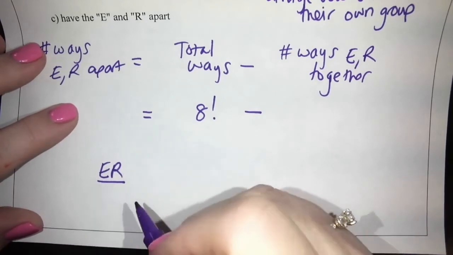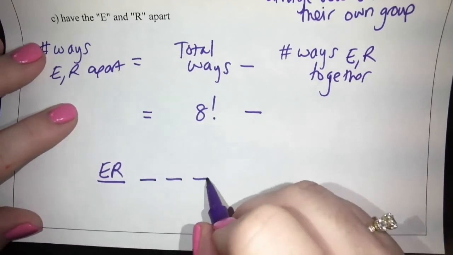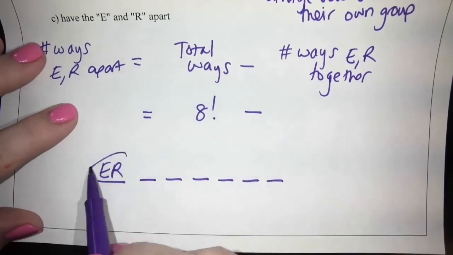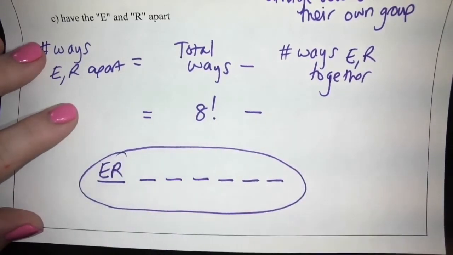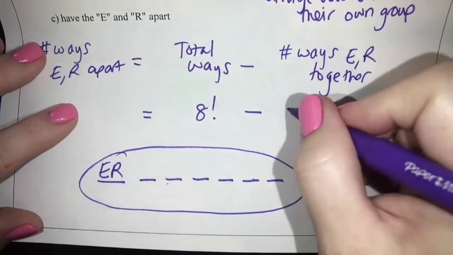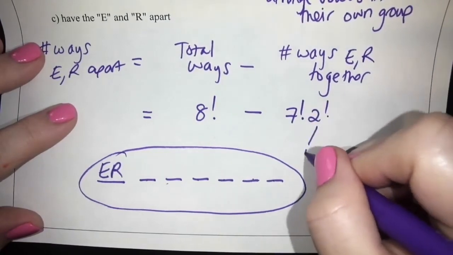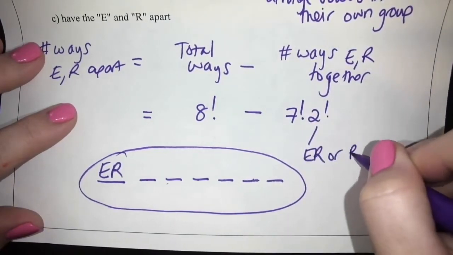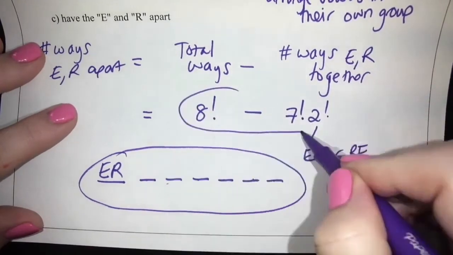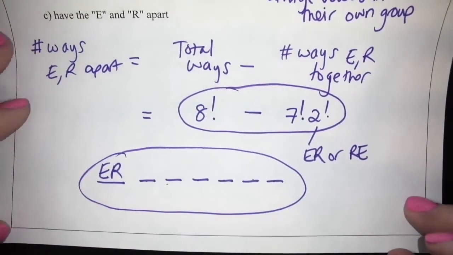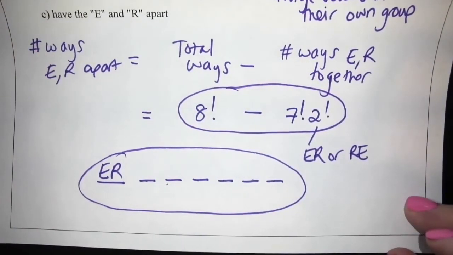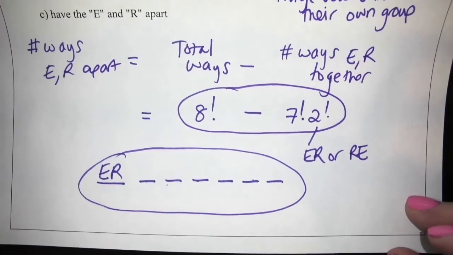So with ER together, we have 6 other letters. So what are we arranging total here? We have 1, 2, 3, 4, 5, 6, 7 things to arrange, or 7 units. And then don't forget, that's not your final answer. ER could be ER or RE. And so that would be our final answer. And there's nothing you can do to it. They're too large to work out, so you just leave it alone.